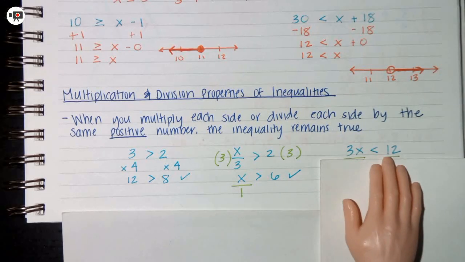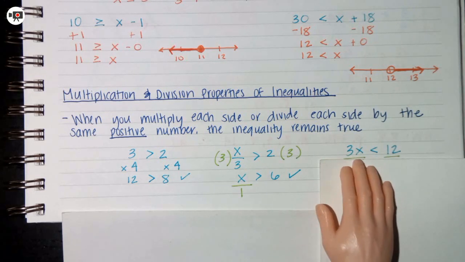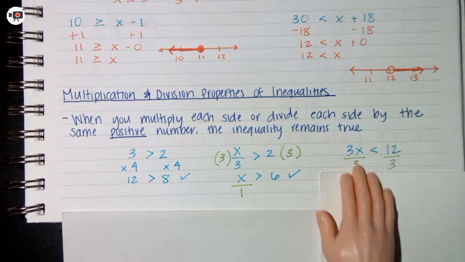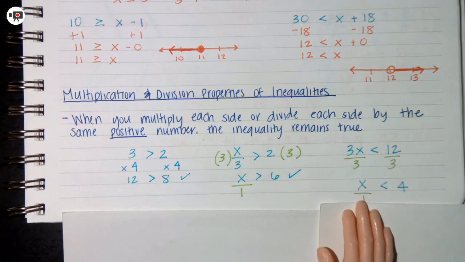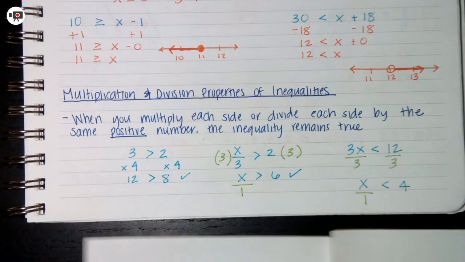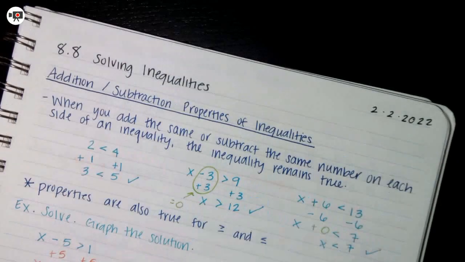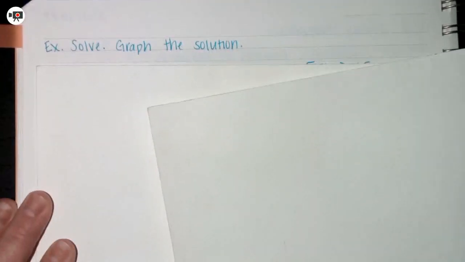For 3x is less than 12, right now 3 is being multiplied by x. Because they're right next to each other and you don't have any symbols, we know that means multiply. The opposite of multiplying by 3 is dividing by 3. To divide each side by 3, I get x is less than 4. So we're going to do a couple examples of this. We are going to solve and then graph the solution.